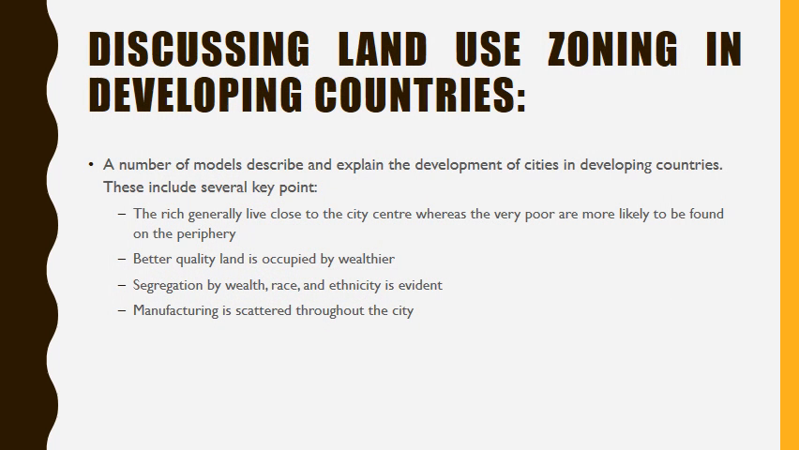Discussing land use zoning in developing countries. A number of models describe and explain the development of cities in developing countries. These include several key points. Number 1. The rich generally live close to the city center, whereas the very poor are more likely to be found on the periphery. Number 2. Better quality land is occupied by the wealthier. Number 3. Segregation by wealth, race and ethnicity is evident. Number 4. Manufacturing is scattered throughout the city.